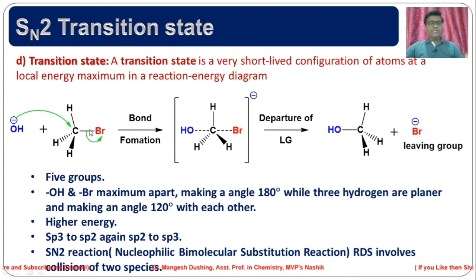That's why the SN2 reaction is called nucleophilic bimolecular substitution reaction, because the rate of the reaction depends upon the concentration of OH as well as the concentration of CH3Br. It clearly indicates that in a slow step there is involvement of the nucleophile as well as methyl bromide. So this mechanism proves that in the slow step the concentrations of OH, the nucleophile, and methyl bromide are involved. That is called the RDS, rate determining step.